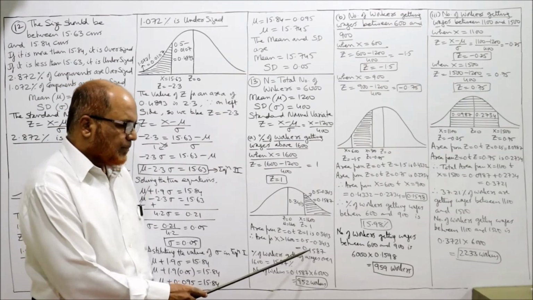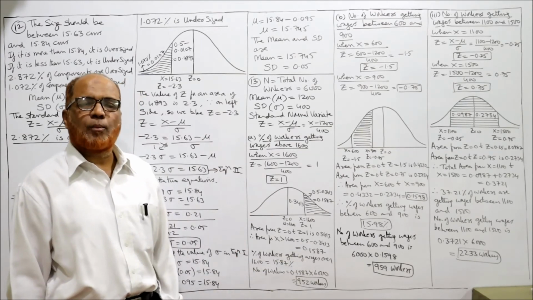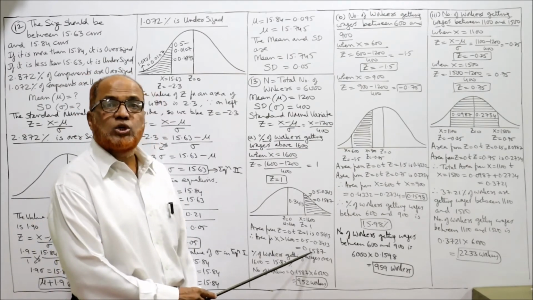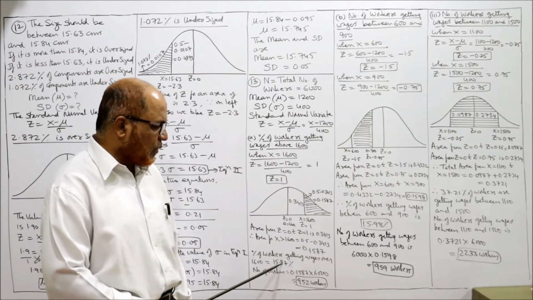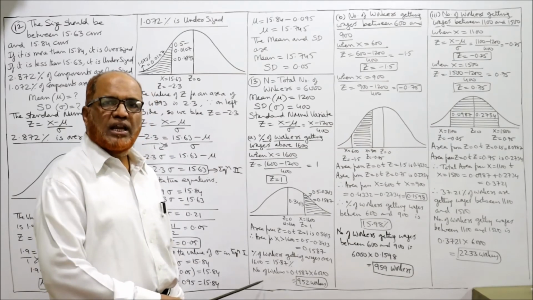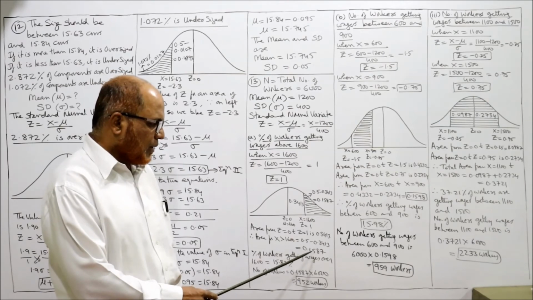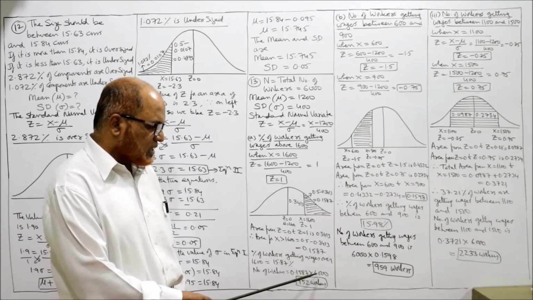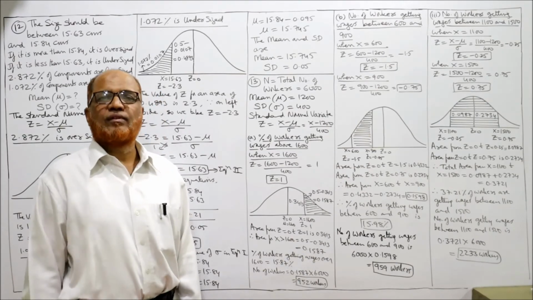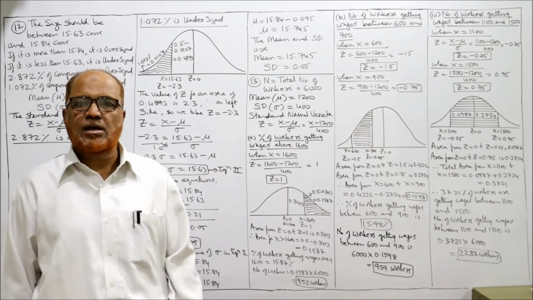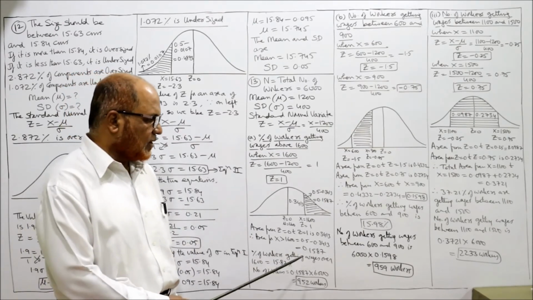If this is a fraction and you want to convert it to a percentage, multiply by 100. So 0.1587 into 100, you'll get 15.87%. If you want the number of workers getting wages over 1600, multiply 0.1587 into 6,000 workers. So 952 workers are estimated to have wages more than 1600 rupees.